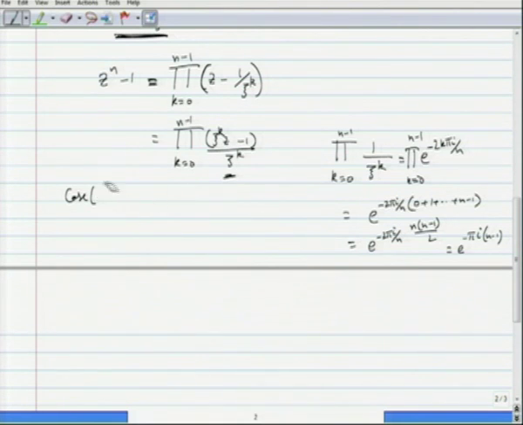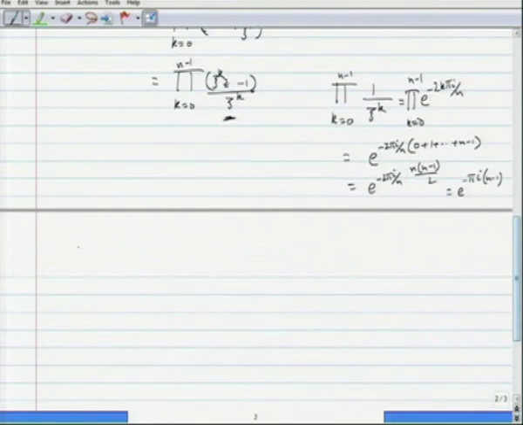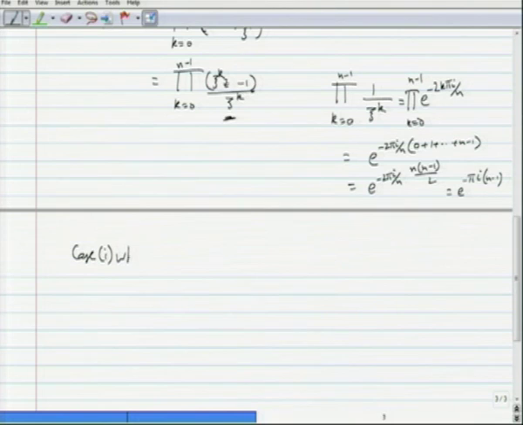Now, I will consider two cases. Case 1, when n is odd, the product from k equals 0 through n minus 1 of 1 by zeta power k is e raised to minus pi i times an even number. So that gives me 1.